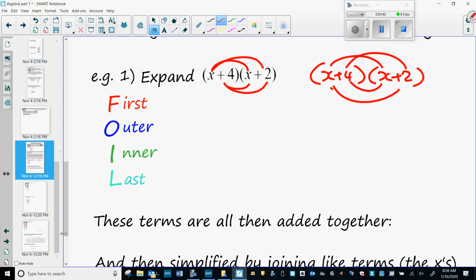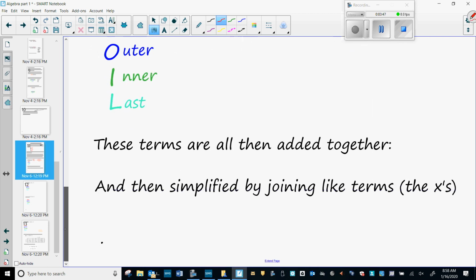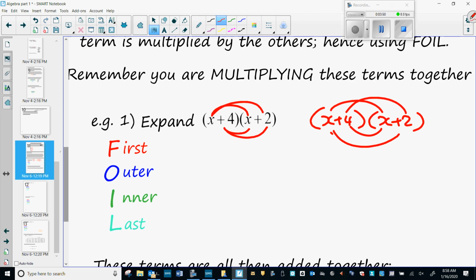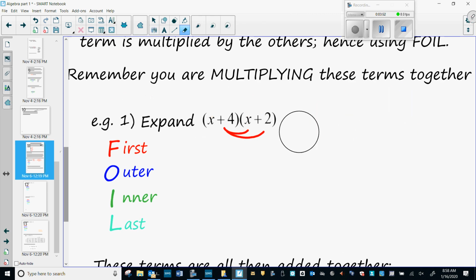Alright, so as I said, it just helps remind you which terms you're going to multiply by each other. So going back to the actual question. First, that means we're multiplying the first two things that are in the brackets. Okay? So you would be multiplying x by x. What does x multiplied by x give? X squared. Okay. Something else, just as a point to note, when you have things like this, you will always have an x squared term. So if you don't, something has gone wrong.